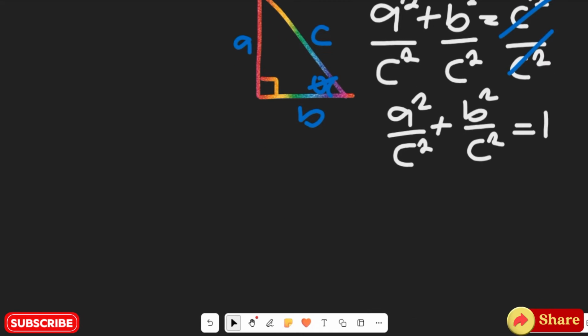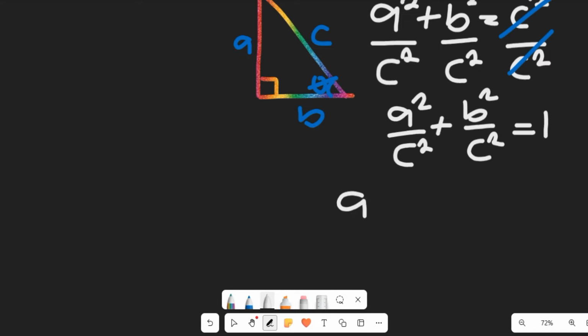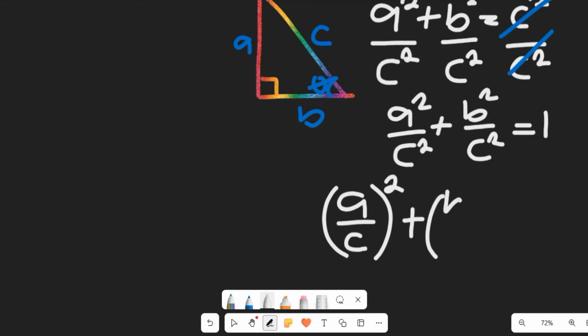Now, from this expression, we can simply find out the value of a divided by c. Using the law of indices, this will become a divided by c all squared plus b divided by c all squared, and this will be equal to 1.